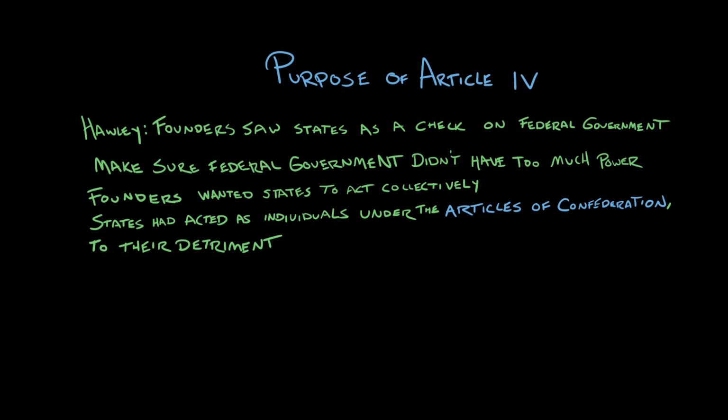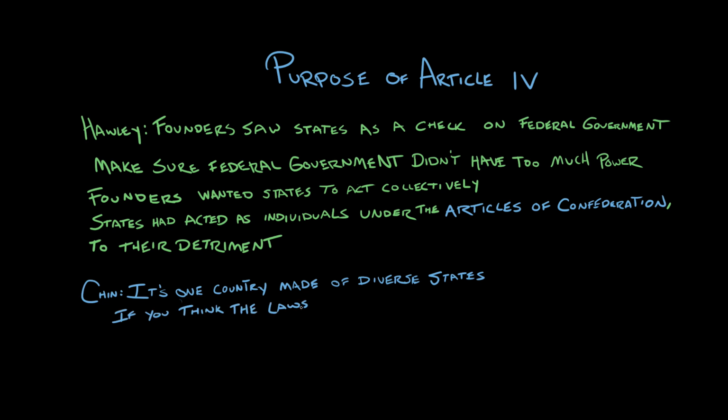It's one country made up of diverse states. And if you prefer the way things are done in Nevada, you can move there. And if you think that some other state has a better set of answers to the problems of modern life, you can move. What the Full Faith and Credit Clause and the Privileges and Immunities Clause are designed to do is to facilitate transactions, to facilitate moving, to facilitate communications and commerce and trade and travel among the states. But that doesn't mean that what's going on in each of the states can't be very, very different.